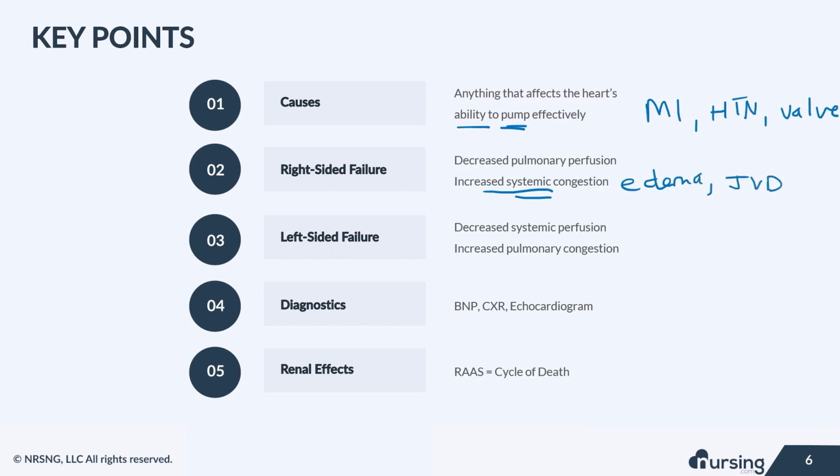In left-sided, we see decreased systemic perfusion. So you'll see decreased pulses and that increased pulmonary congestion with that pulmonary edema, especially things like pink frothy sputum and significant shortness of breath. We'll use a BNP, a chest x-ray, and an echocardiogram to diagnose. And again, we'll see an ejection fraction of usually less than 50%. I've seen people with ejection fractions of 20%, which is not good. And then remember that the impact that this has on the kidneys can make the problem worse.